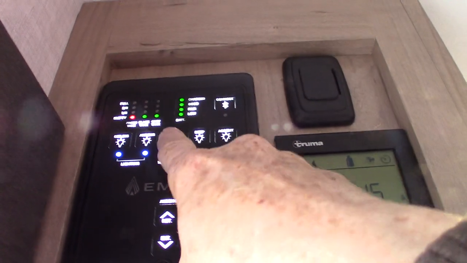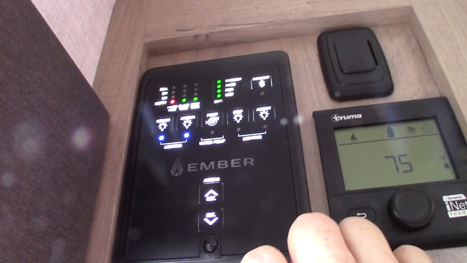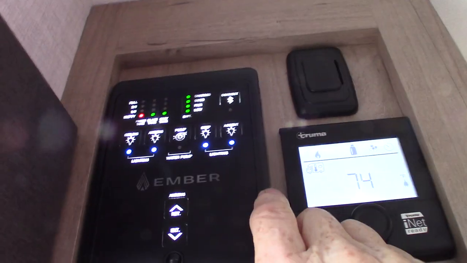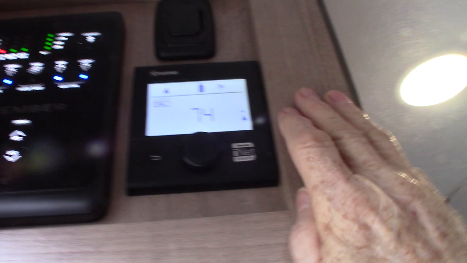You have your water pump here, on and off. The water pump is used to pump water out of the fresh water tank if you don't have city water. It's also used to winterize the trailer. A lot more lighting, and all your levels here, okay? That's a dimmer there.